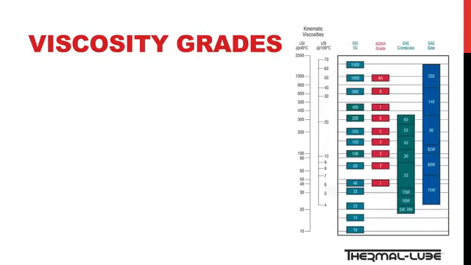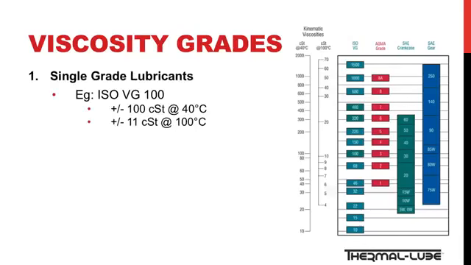Now that we understand the two types of viscosity and the factors that affect it, let's look at viscosity grades. Earlier, we mentioned that kinematic viscosity was measured in centistokes. That said, ISO, SAE, and other standard organizations have different grades of lubricants that refer to a range of viscosities at a specific temperature. Let's look at the example of a single grade lubricant. If we take a 100 grade lubricant, we can see on the chart on the right that this lubricant will measure approximately 100 centistokes at 40 degrees Celsius and 11 centistokes at 100 degrees Celsius.